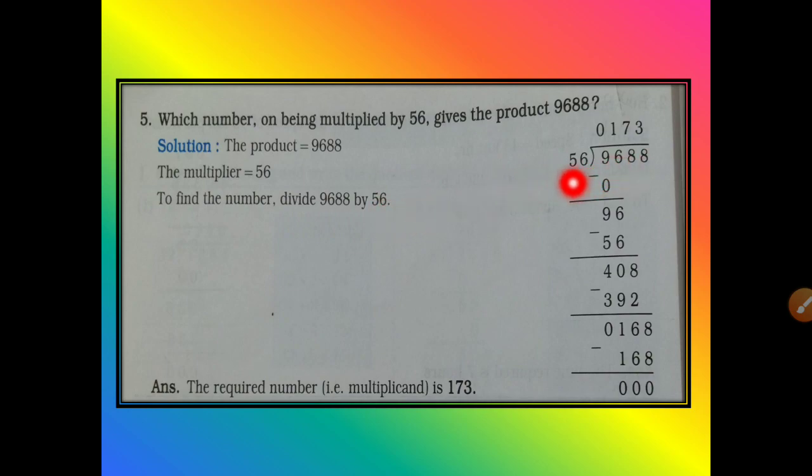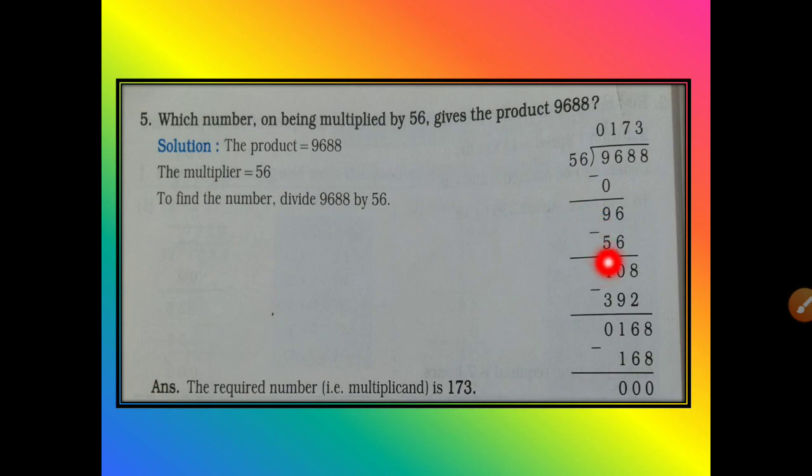9688 divided by 56. First number is smaller than 56, write 0. 56 zeros are 0. 9 minus 0, 9. Copy second number, that is 6. This is 96, bigger than 56. This will be in the table of 56. For that you will write the table of 56. Now 96 is not there, but the smaller number will be there, that is 56. 56 ones are 56. 6 minus 6, 0.